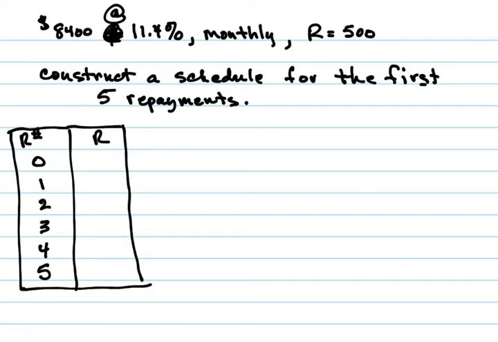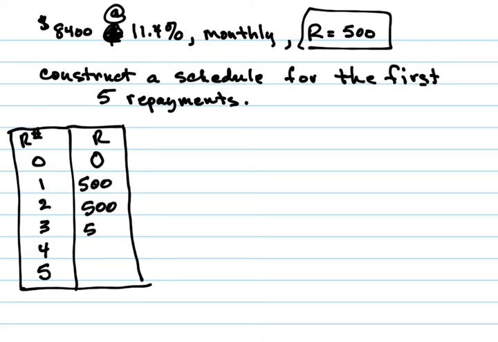The next thing I want is the payments. When you're first making the loan, have you made any repayments yet? No. So it's 0 there. But then in this case, they're paying back $500. So that's $500 every month.